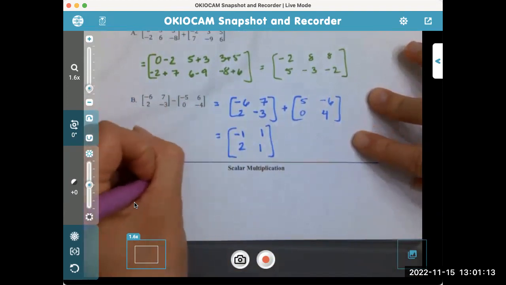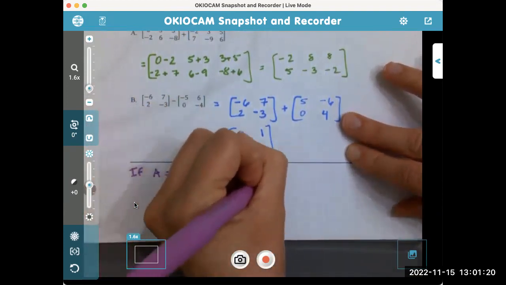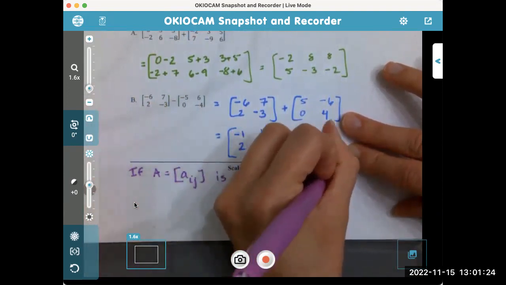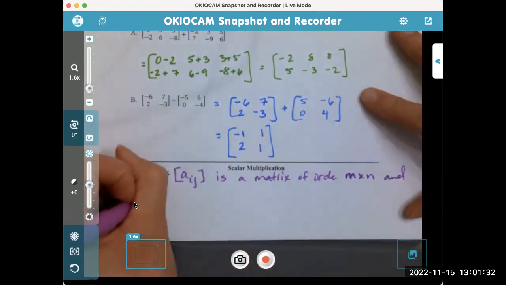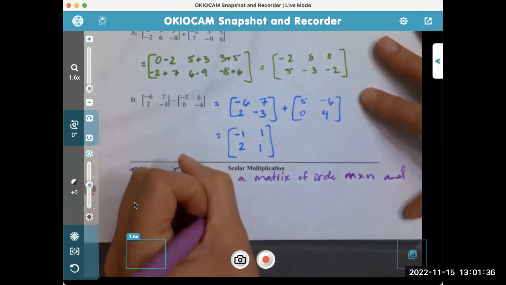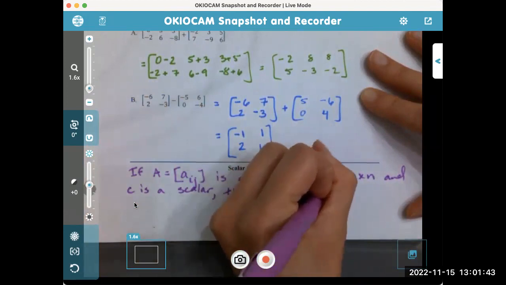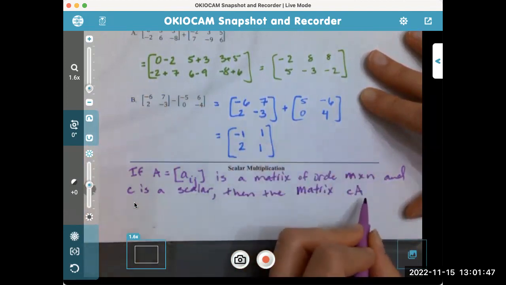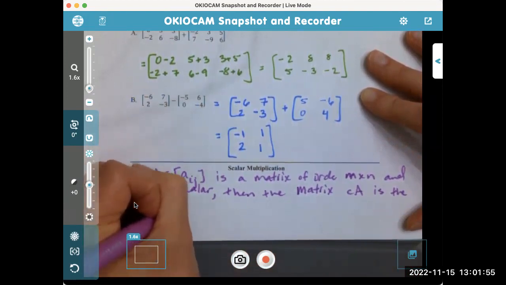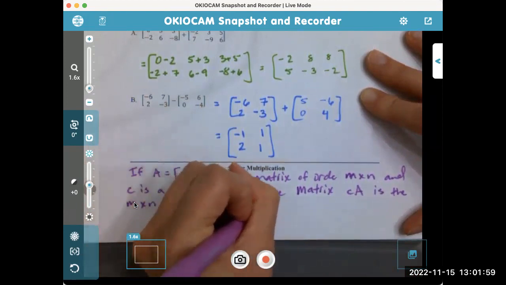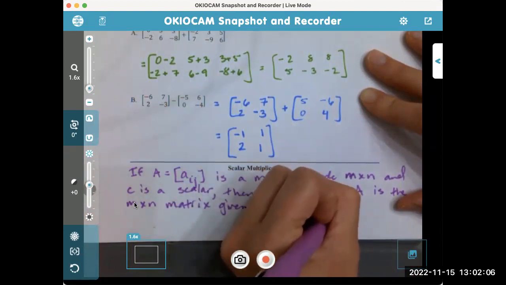So if matrix A, which has elements a_ij, is a matrix of order m by n, and c is a scalar, then the matrix cA, so that's c times matrix A, is the m by n matrix given by c times matrix A equals c times every element in the matrix a_ij.